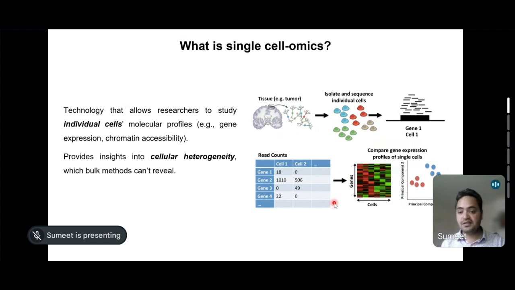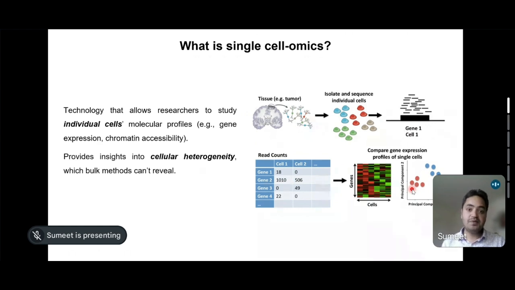And what you can get from this is you have the genes on the y-axis, you have cells on the x-axis, and then you can apply some principal component analysis, and you can cluster the cells which are very similar. Now, these cells are clustered together because computationally, you can cluster those cells based on the genes they express.